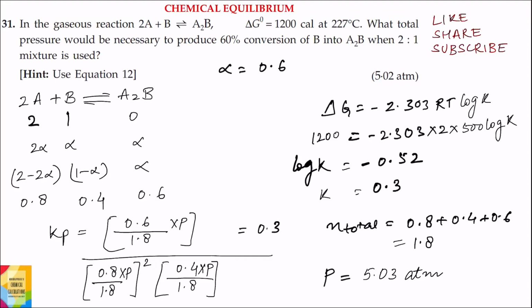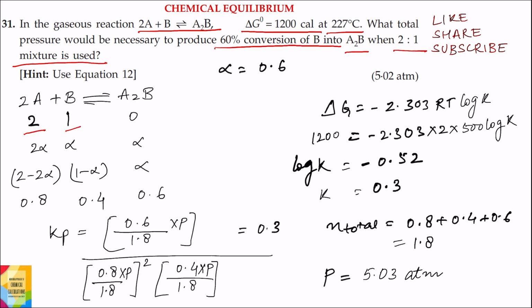In the gaseous reaction 2A plus B forming A2B, delta G is equal to 1200 calories at 227 degrees centigrade. What total pressure would be necessary to produce 60% conversion of B into A2B when a 2:1 mixture is used? The balanced equation is 2A plus B forming A2B.